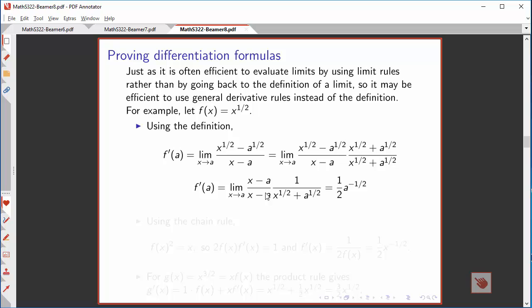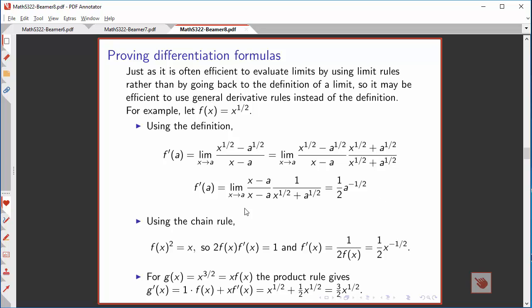This cancels when x is different from a, and when we take the limit, we've got two terms in the denominator, both equal to a to the 1/2. So the derivative is 1/2 a to the minus 1/2. And we've proved the rule: when you differentiate a power, you multiply by the exponent, you drop the exponent by 1. Here's an alternative proof which is actually more concise.